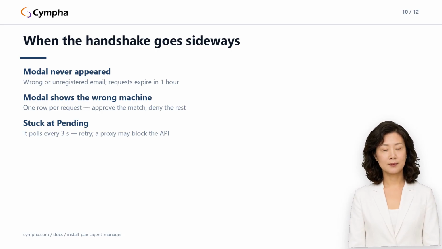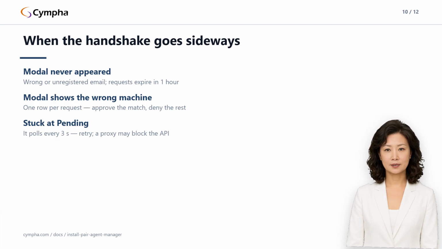Second symptom. The modal appears, but shows a workstation you don't recognize. Each row is 1 pending request, and if you clicked Send Pair Request more than once, impatiently, you'll have several rows. Approve the one whose hostname and submitted time match the machine you're actually sitting at, and deny the rest.